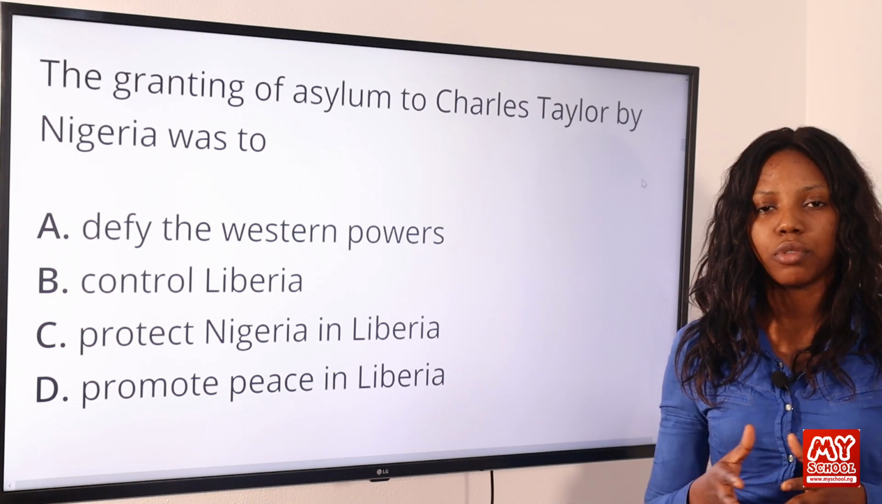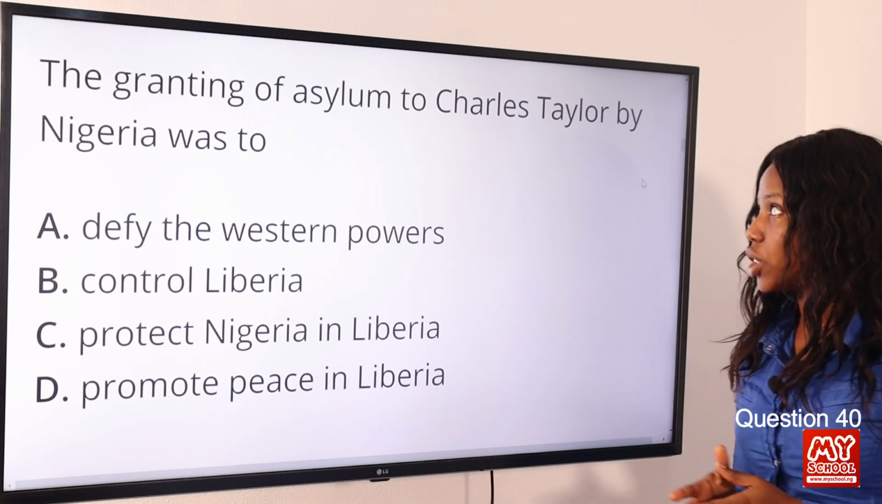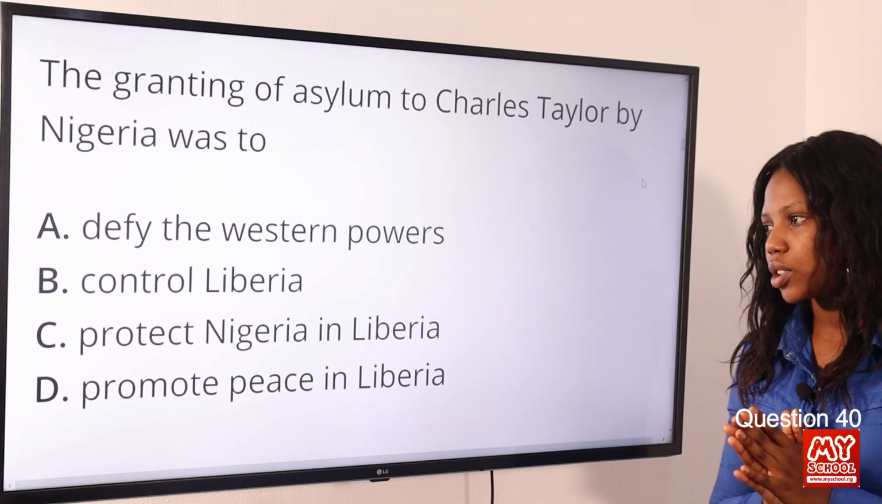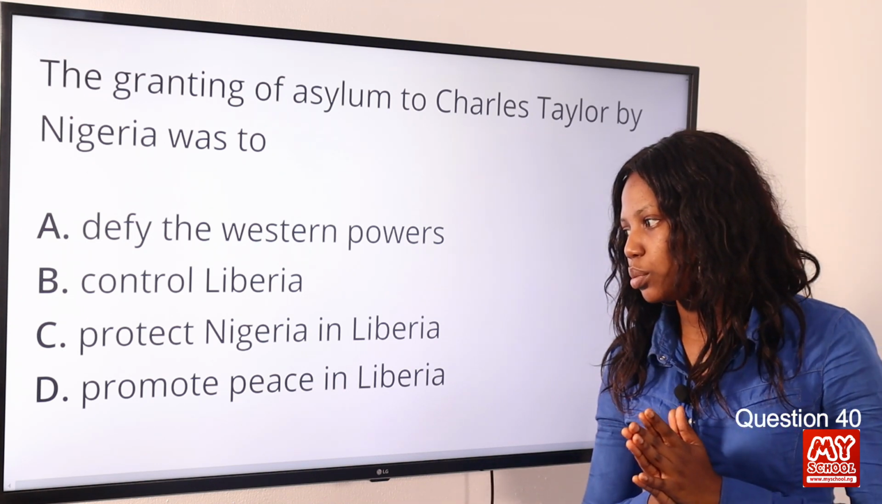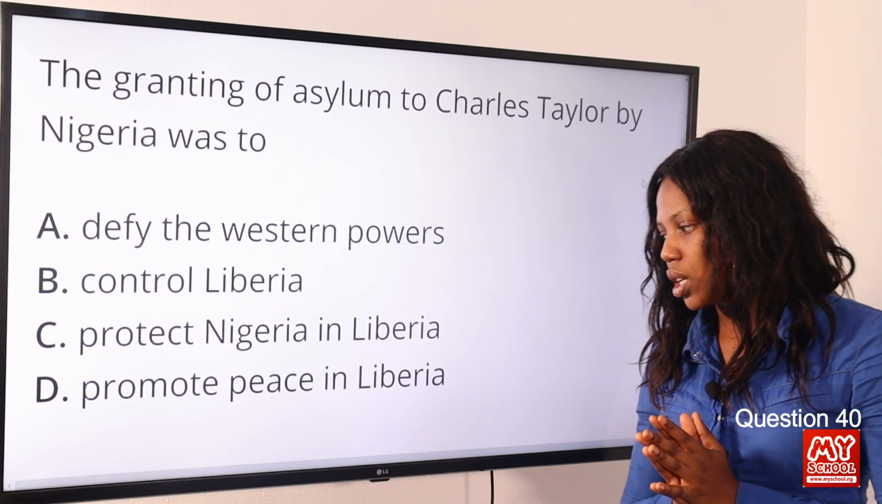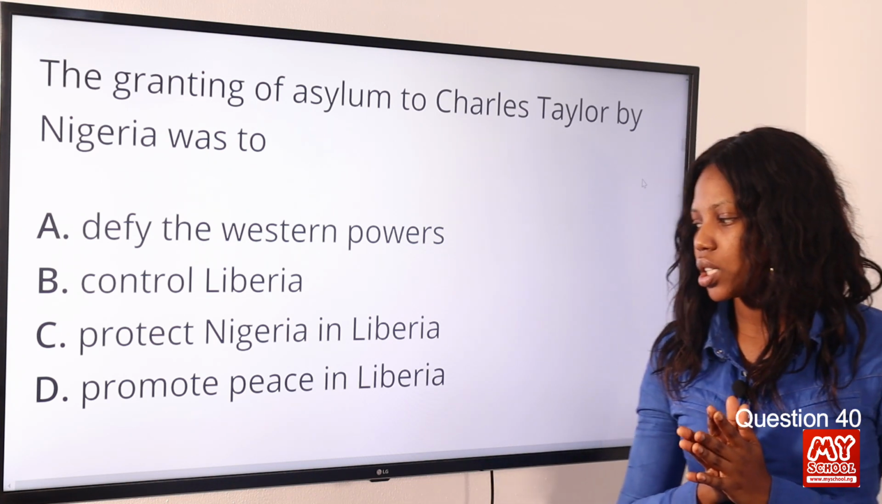Moving on to question 40. The granting of asylum to Charles Taylor by Nigeria was to option A, defy the Western powers, option B, control Liberia, option C, protect Nigeria in Liberia, option D, promote peace in Liberia. The answer to this question is option D, promote peace in Liberia.